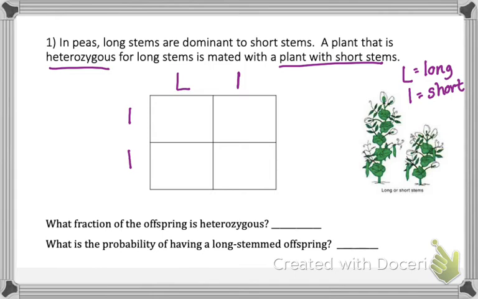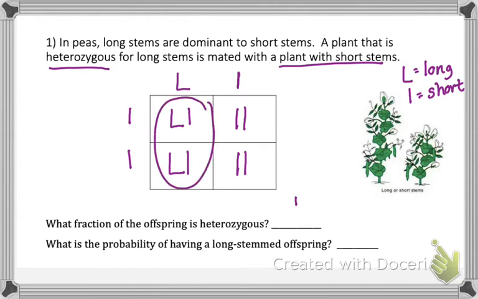All right, so if I was to fill in this Punnett square, these are the genotypes of the offspring that I would get. What fraction would be heterozygous? Well, that would be these two right there, 2 out of 4, so that's 1/2, or 2 out of 4 would be fine as well.